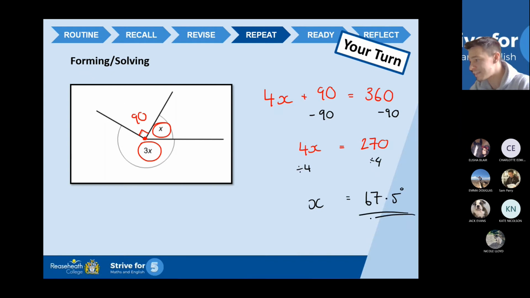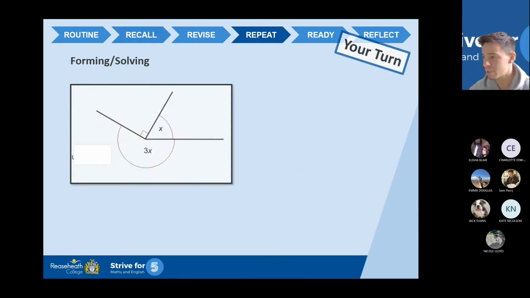So don't worry sometimes if you get a decimal, because as long as the decimal is not ridiculous, like 67.526794321 degrees, that would be a bit ridiculous, but 67.5 is pretty concise. Okay, so pretty nice decimal.